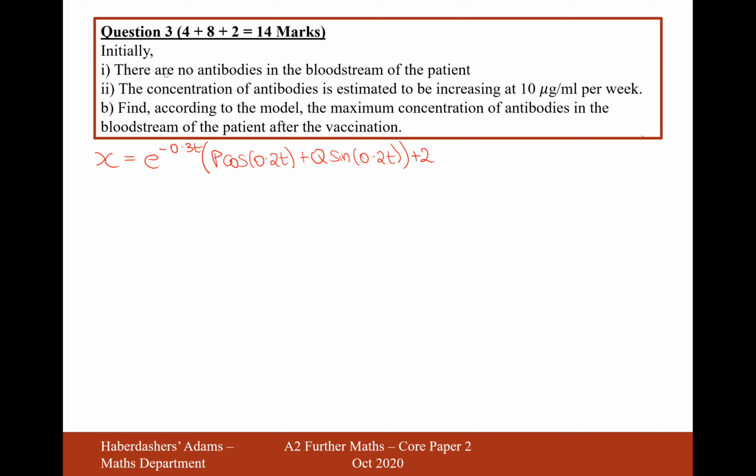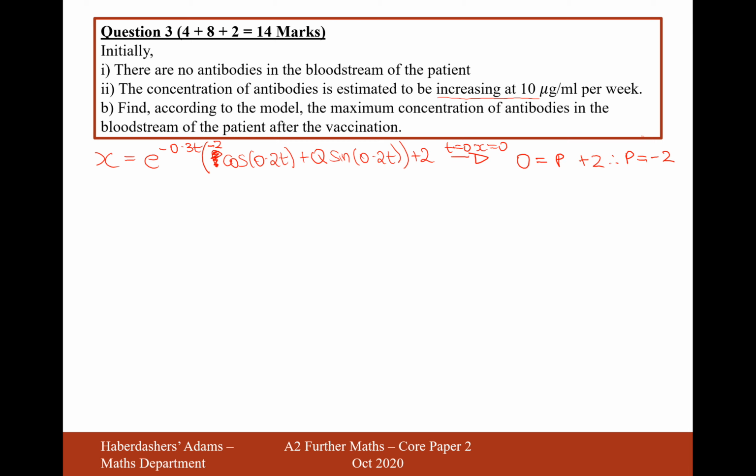So first thing to do will probably be to use bullet point 1 and substitute in t equals 0 and x equals 0. So if we do that, we're going to get 0 equals p plus 2, because e to the power of 0 is just 1, cos of 0 is 1, so it's p. Sine of 0 is 0, so q gets cancelled out, and then it's plus 2, so therefore p equals minus 2. So we can now rewrite this expression with a minus 2 in place of p.